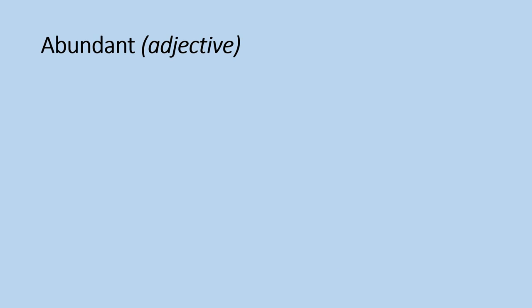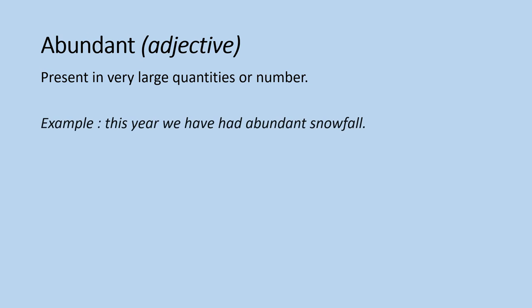Abundant, A-B-U-N-D-A-N-T. It is an adjective, meaning present in very large quantities or number. Example, this year we have had abundant snowfall.